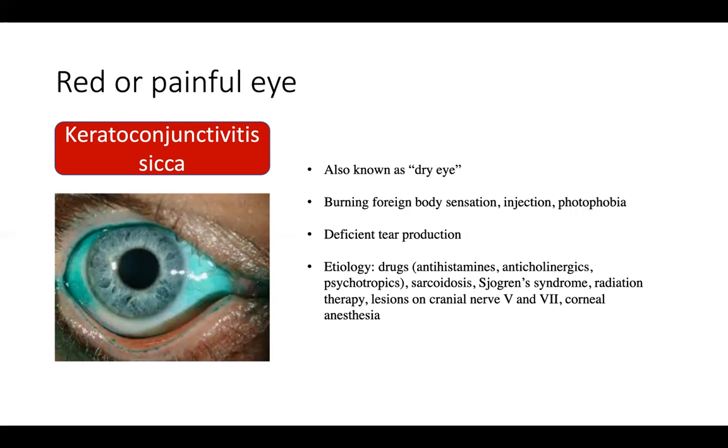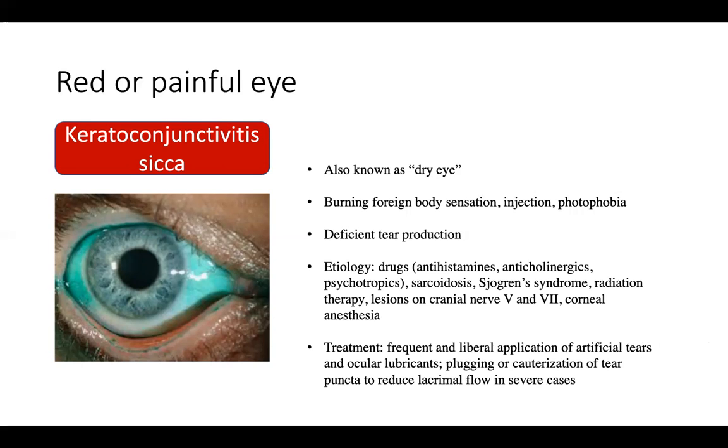Problems of ocular drying are also common after radiation therapy that includes the orbits, with lesions affecting cranial nerves 5 and 7, and the use of corneal anesthesia. Dry eye is managed by frequent and liberal application of artificial tears and ocular lubricants. In severe cases, the tear puncta can be plugged or cauterized to reduce lacrimal flow.